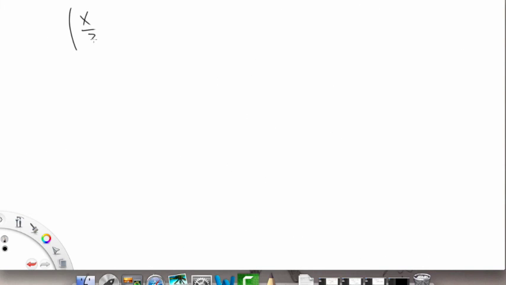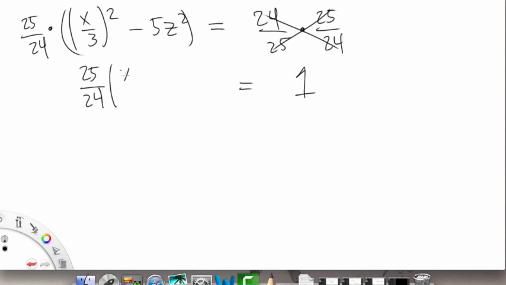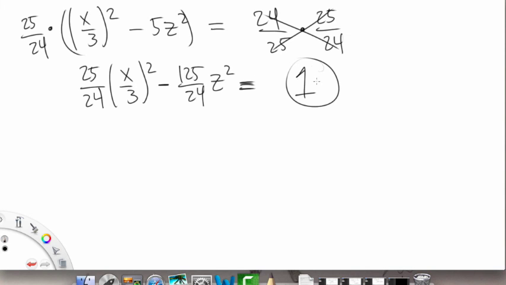So we have (x over 3) squared minus 5z squared is equal to 24 over 25. Now if we want a 1 on the right side, we just multiply by 25 over 24 on both sides, so multiply by the reciprocal. So on the right side, we just get a 1. And on the left side, we have 25 over 24 times (x over 3) squared, and then minus 125 over 24 z squared. So we have a 1 on the right side, and this is the equation of a hyperbola, right? Because we have a variable being squared minus another variable being squared.